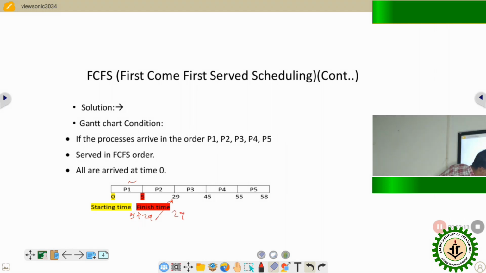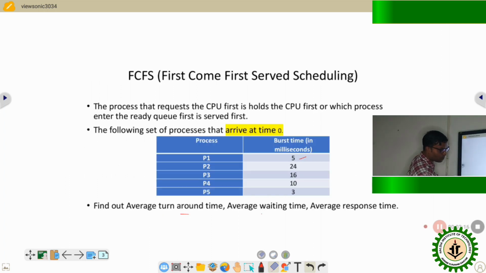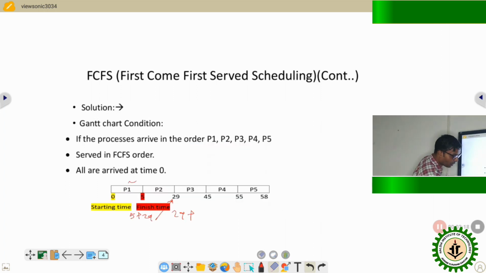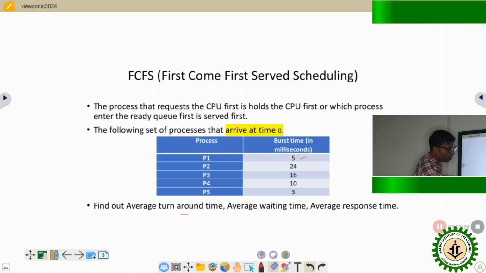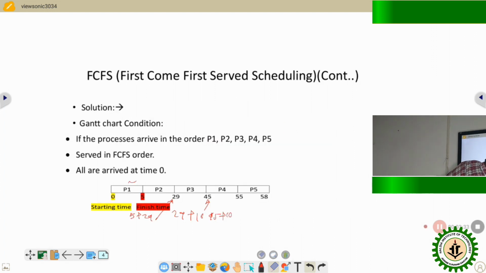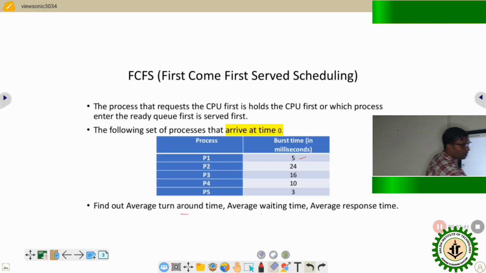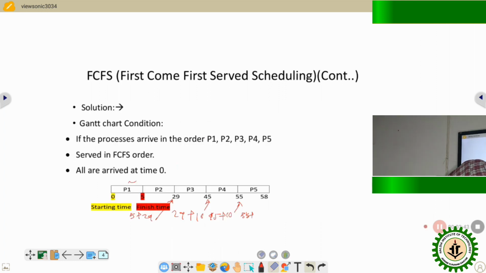Similarly, 29 plus P3's burst time, which is 16, gives 45. This 45 is added with the next one, P4's 10, and now it becomes 55. The last one, 55 plus P5's 3, gives 58. So this is how we can prepare the Gantt chart.